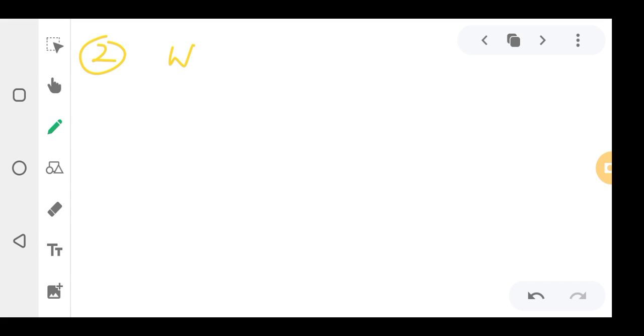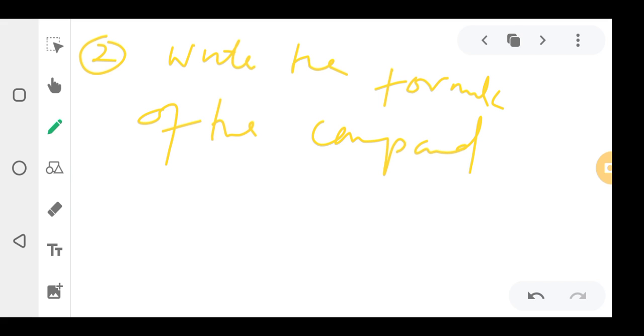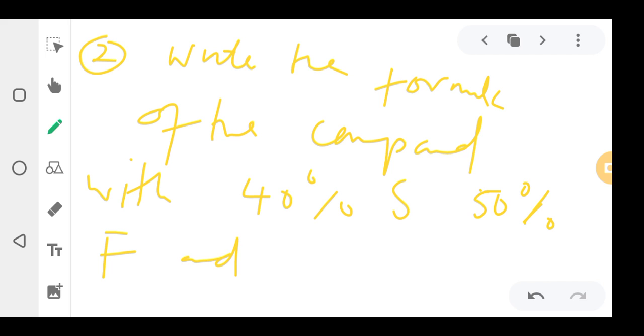Question 2. Write the formula of the compound with 40% sulfur, 50% fluorine, and 10% chlorine. Okay, write that formula.